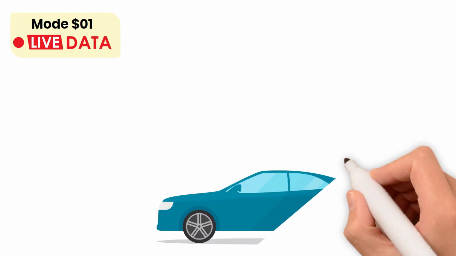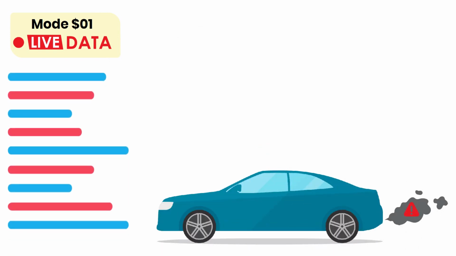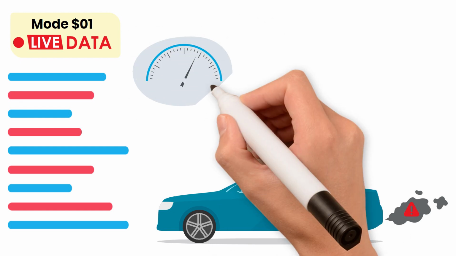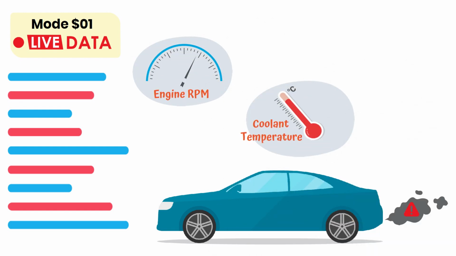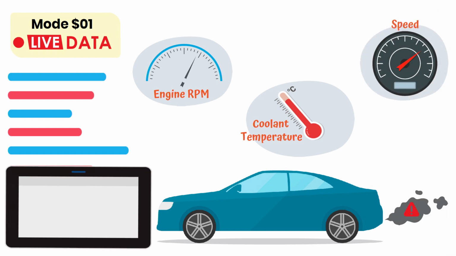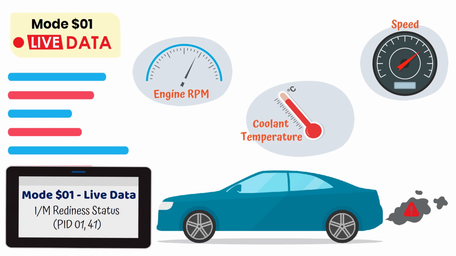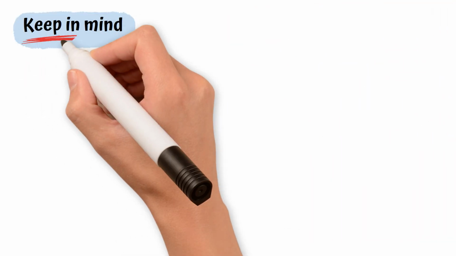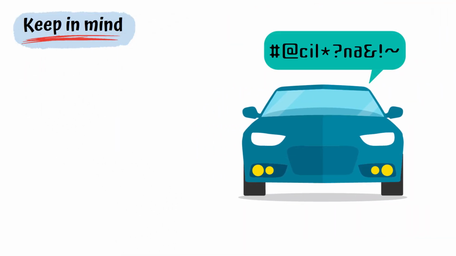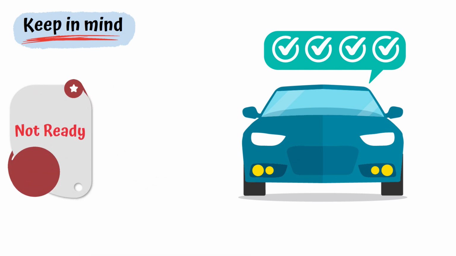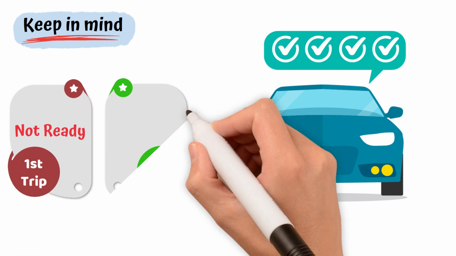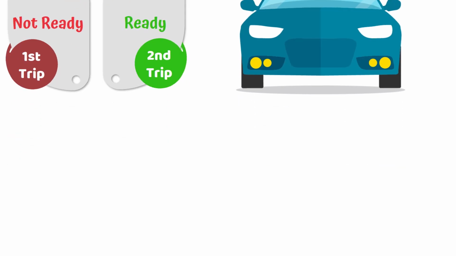First up, Mode 1. This mode allows you to access current emission-related data, often referred to as live data, providing real-time information from sensors and the status of the system. For example, you can view engine RPM, coolant temperature, or vehicle speed. Another important part of Mode 1 is the IM readiness status, key IDs 1 and 41, which shows whether the vehicle's emission monitors have completed their tests. Keep in mind that when you clear DTCs, trouble codes, this readiness status will be reset to not ready, and each monitor must complete a full drive cycle before being marked as ready again.